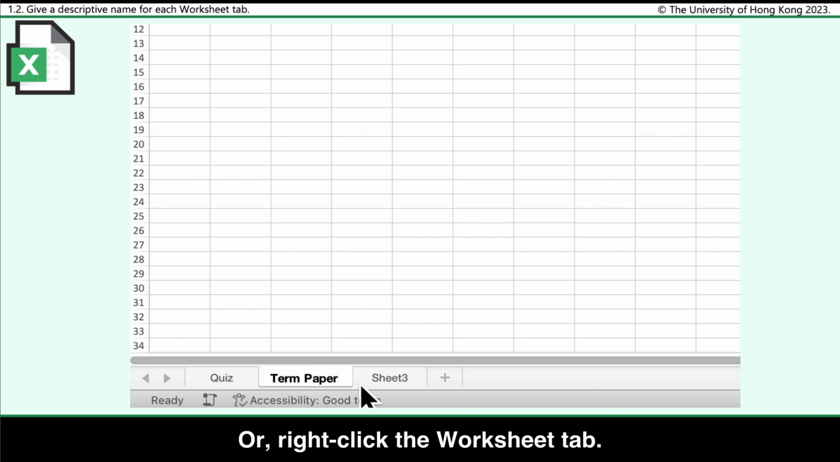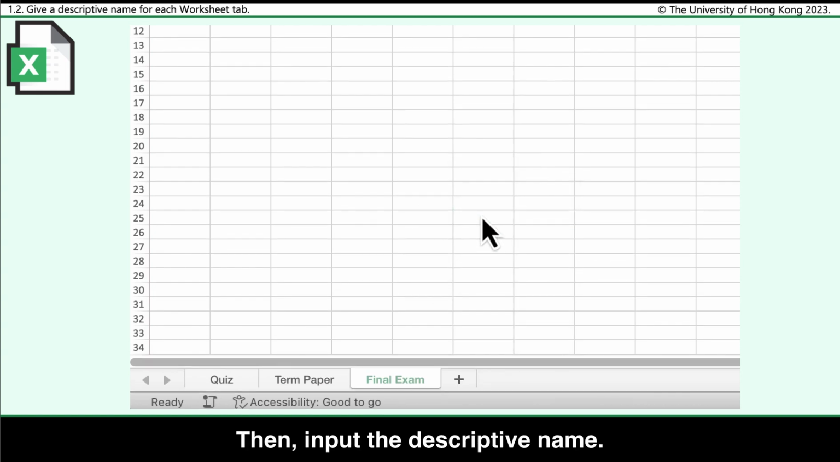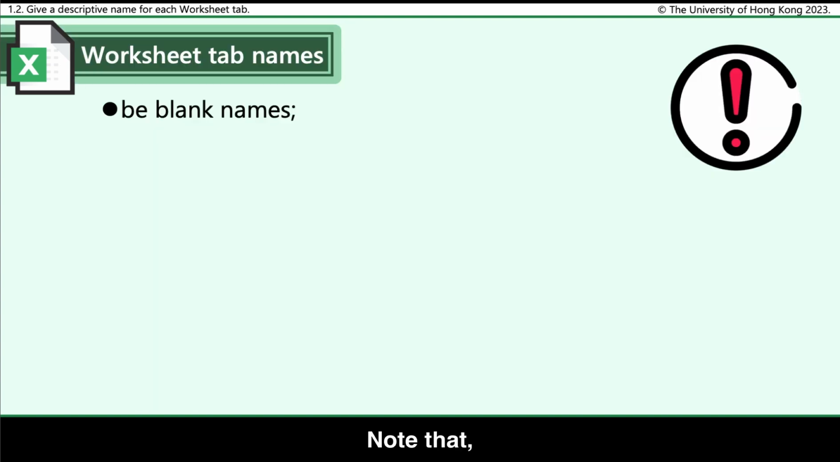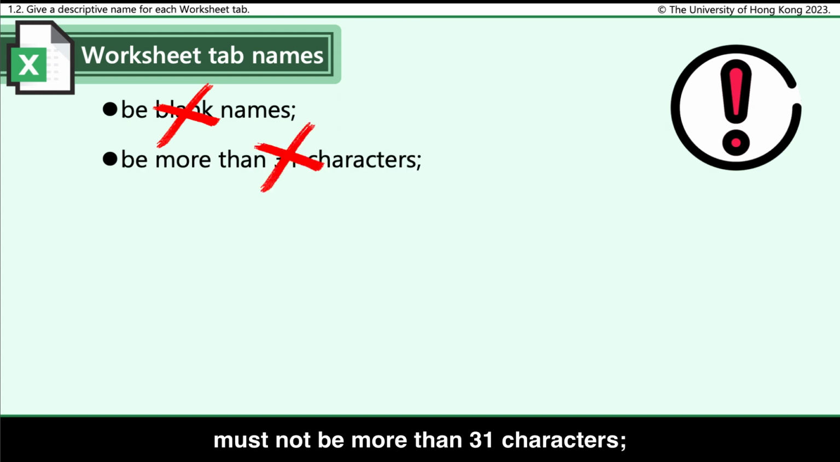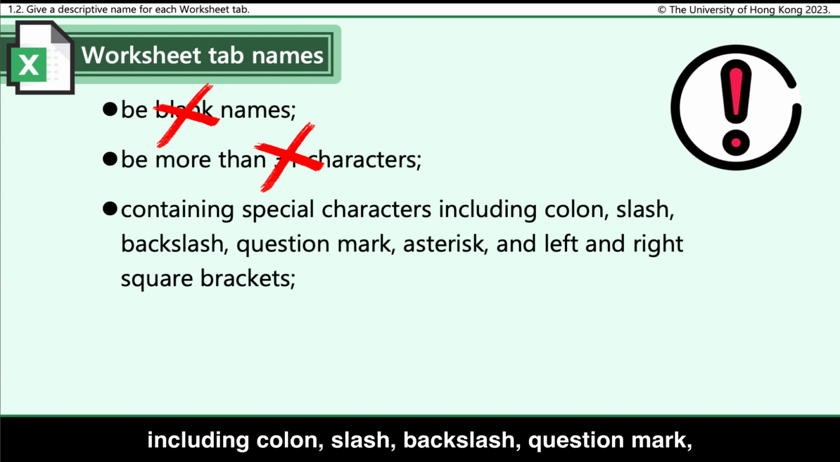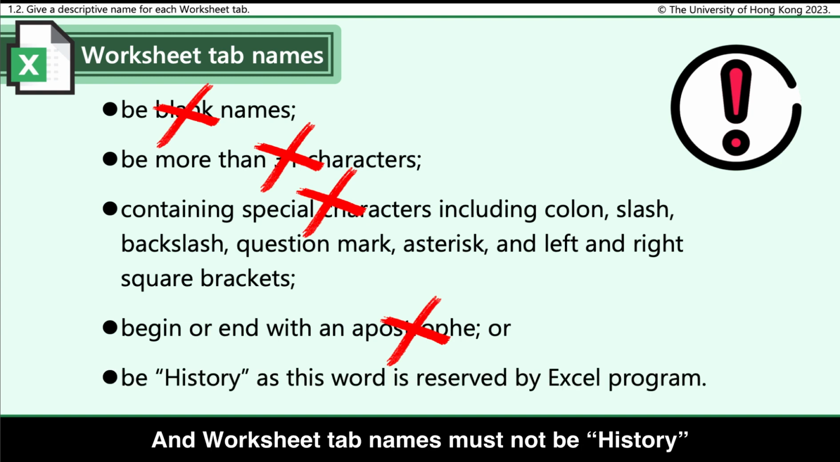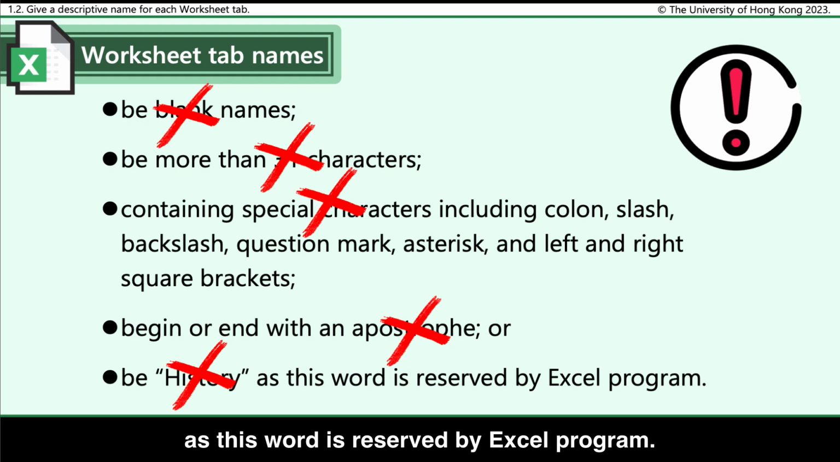Or, right-click the worksheet tab. Select Rename from the pop-up menu. Then, input the descriptive name. Press Enter. Note that worksheet tab names must not be of the following formats. Worksheet tab names must not be blank. Worksheet tab names must not be more than 31 characters. Worksheet tab names must not contain special characters including colon, slash, backslash, question mark, asterisk, and left and right square brackets, or begin or end with an apostrophe. And worksheet tab names must not be History, as this word is reserved by the Excel program.